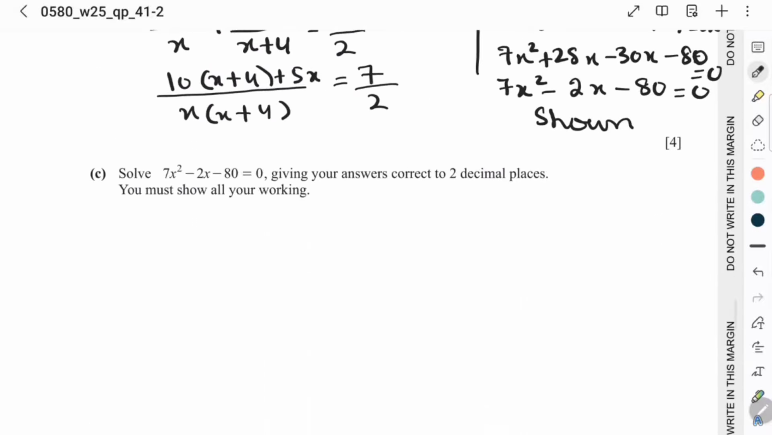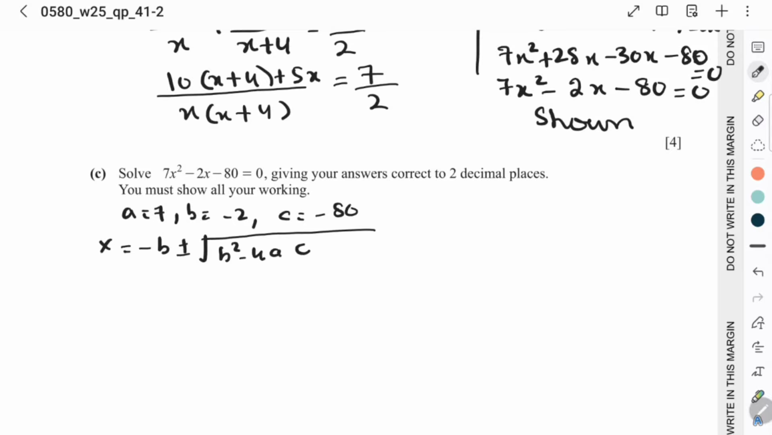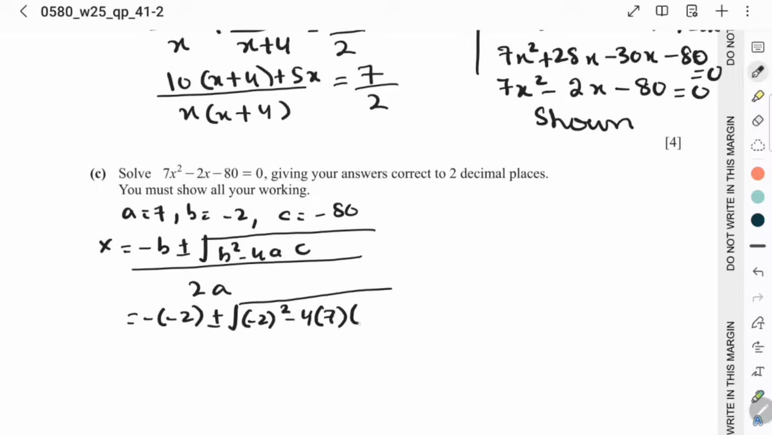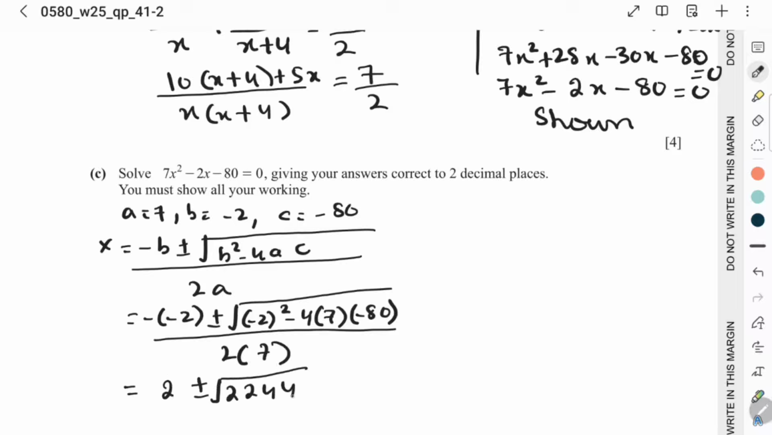Now solve the equation, giving your answer to 2 decimal places. Take the quadratic formula: x equals minus b plus or minus square root of b squared minus 4ac upon 2a. Here a is 7, b is minus 2, and c is minus 80. That is minus of minus 2 plus or minus the square root of minus 2 squared minus 4 times 7 times minus 80, upon 2 times 7. Now that becomes 2 plus or minus the square root of 2244, divided by 14. Find out one by one.